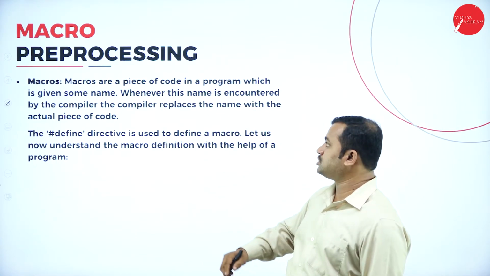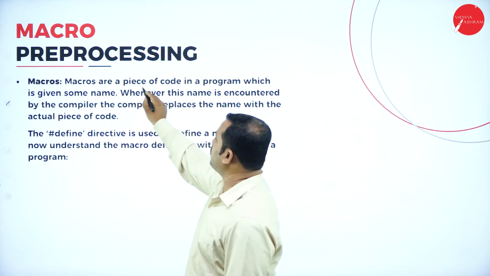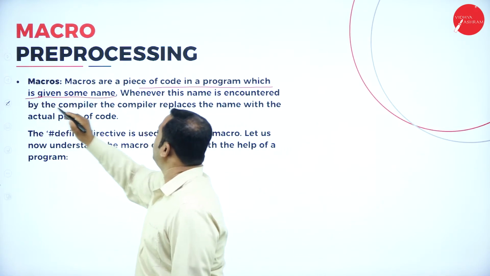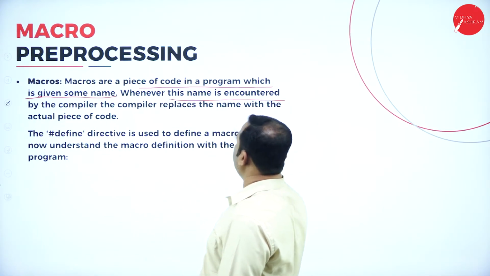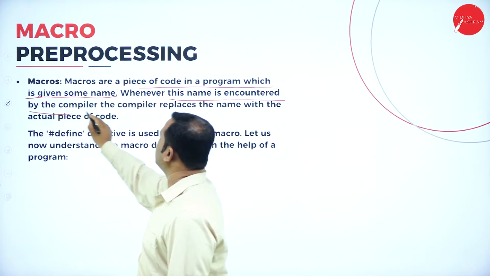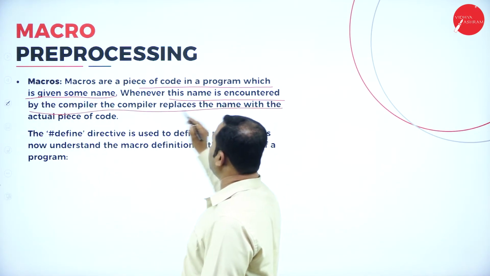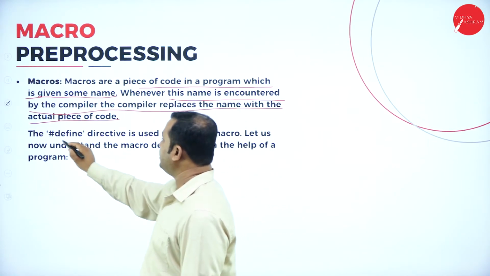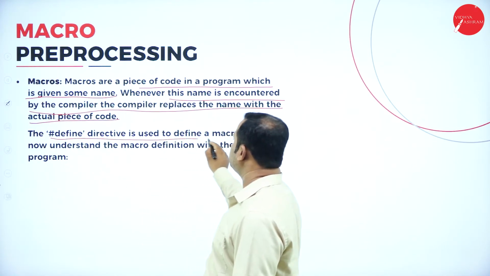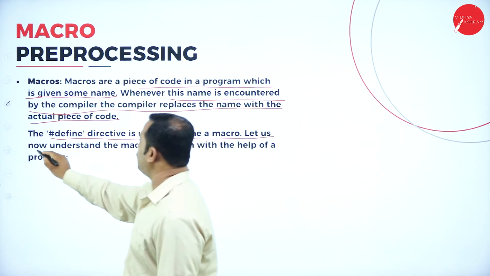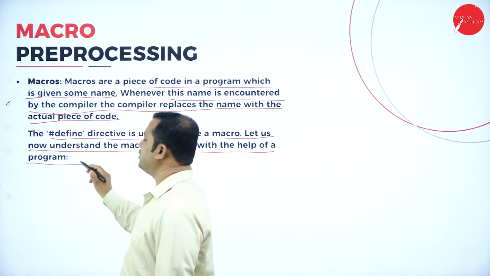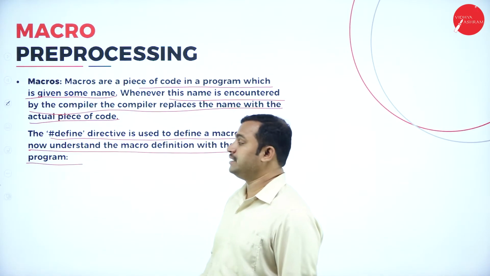That is macros. Macros are a piece of code in a program which is given some name. Whenever this name is encountered, the compiler replaces the name with the actual piece of code. That is, #define is a directive used to define a macro. Let us now understand the macro definition with the help of a program in the next slide.